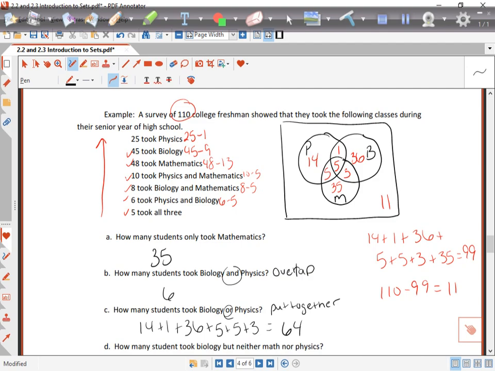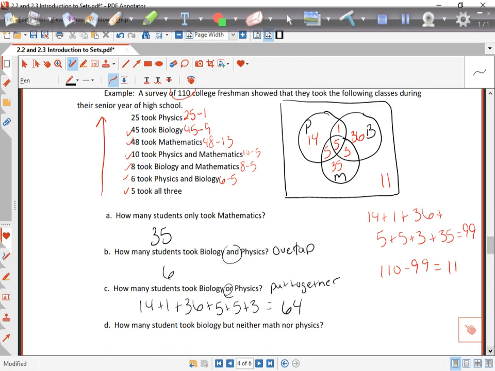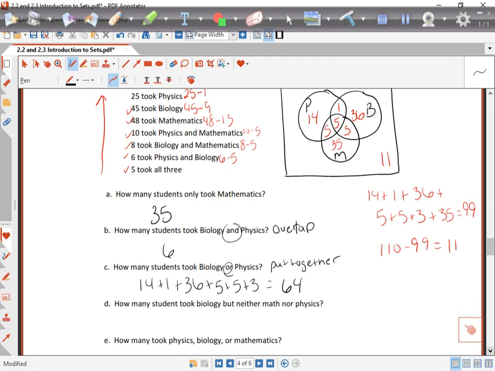Next one, how many students took biology but neither math nor physics? This question is saying biology, so biology is right here, but take away the math and the physics. Well, that's the same thing as asking for biology only. Just another way of asking the same question. So biology only would be 36.